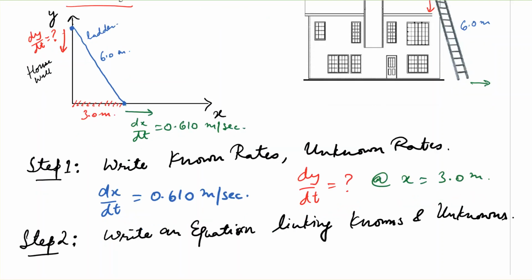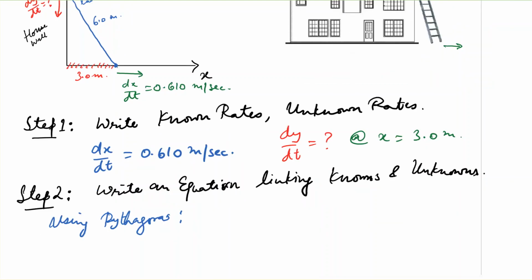So the next step is to write an equation which links unknown and known quantities. In this case, we have a right angle triangle and we can use the Pythagoras theorem. The length of the ladder is 6, which means the hypotenuse is fixed. So that is 6, and then we have the x and y sides. So the sum of squares of the two legs equals 6 squared.